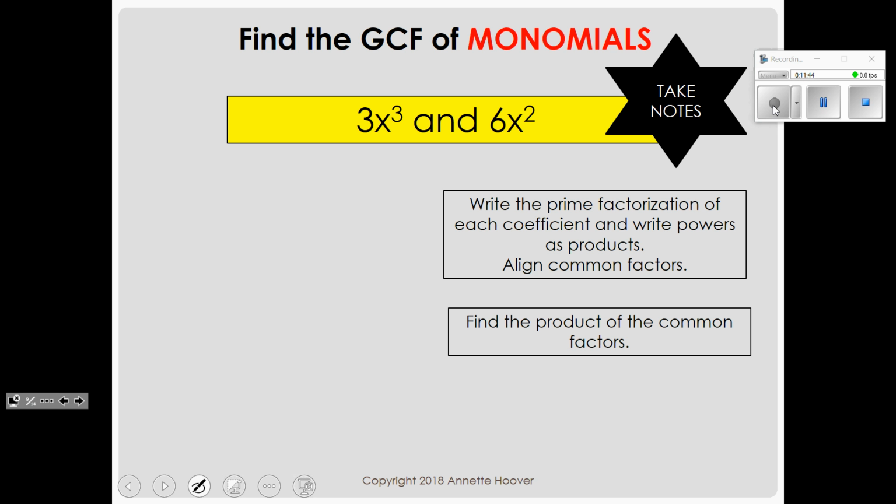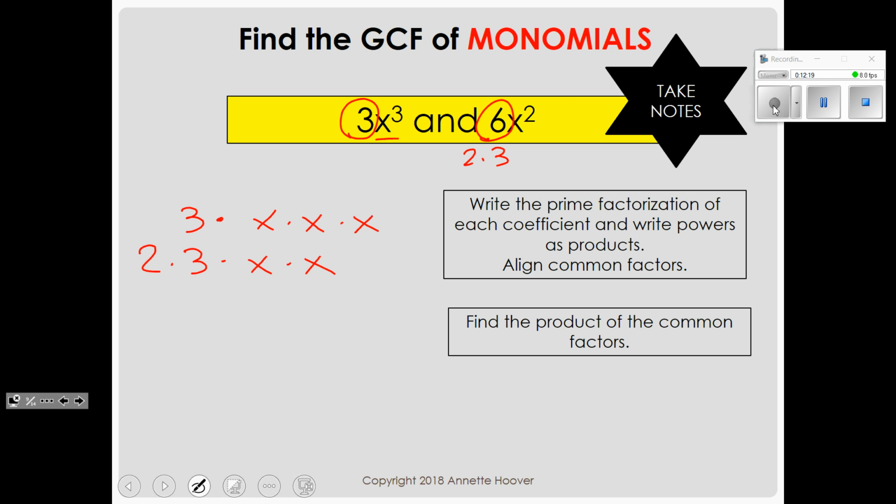But just to show you how it works, for 3x cubed, if I was going to write out the prime factorization for that, I would first do the prime factorization for 3. Well, 3 happens to be prime, so I just write 3. Then what multiplies together to get x cubed is x times x times x. So there is the prime factorization for 3x cubed. For 6x squared, 6 is not prime, but we know 2 times 3 is 6, and those are both prime. And then we have 2 x's. So all I've done here is write out the prime factorization for those 2 monomials.